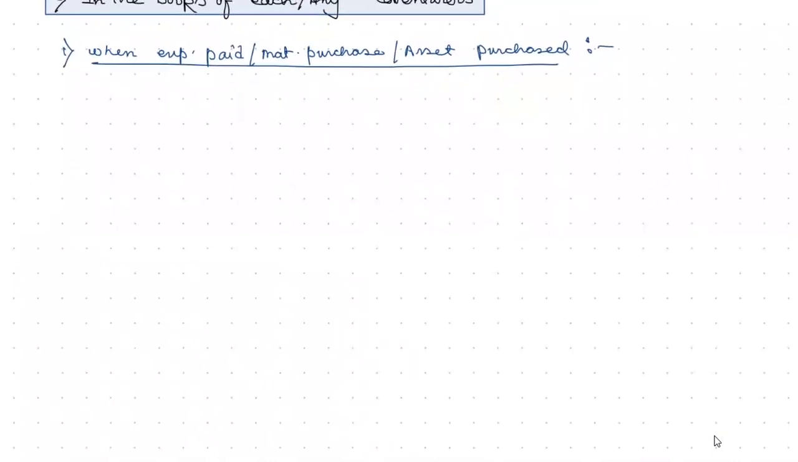Now see, when I'm saying that expenses are paid or material is purchased or asset is purchased, we know that we do not open any other nominal account. There is only one nominal account. That means all this will be an expense for the joint venture account.